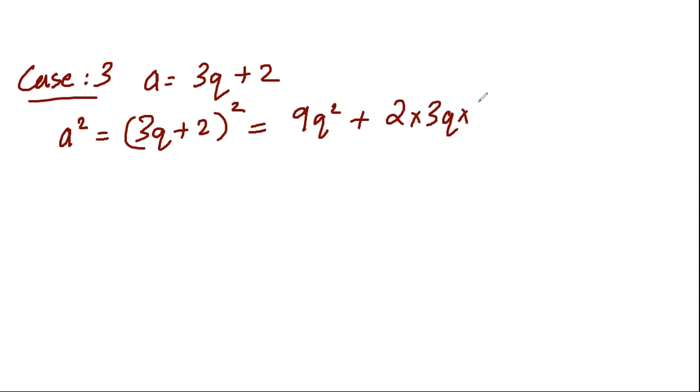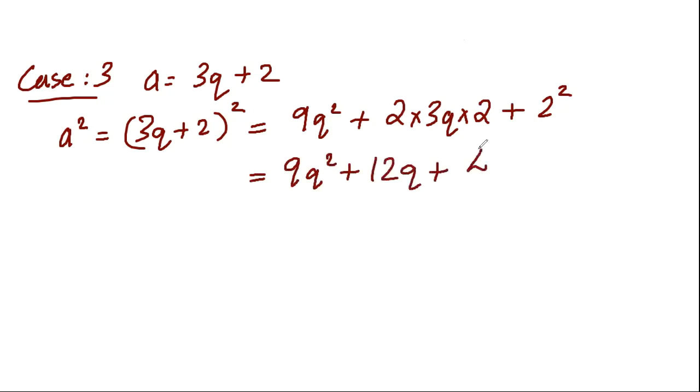2 times 3q into 2 plus b square is equal to 2 square. Now I am simplifying this term. I will get 9q square plus 12q plus 4. Here also usually I want to take 3 outside, but in all these, 2 times 3 is available to take outside. So in the third term I cannot take 3 outside.